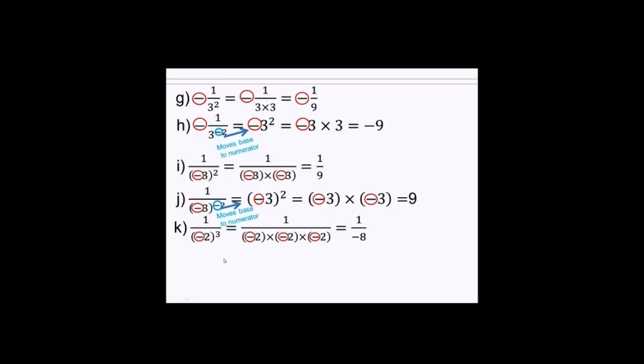If not, always go back to the class and ask your teacher. Here's the last example where you're going to end up with -2 as your base, but you also have a -3 as an exponent. So -3 exponent gives you the -2 base moving to the numerator, and now you have 3 copies of -2, which will give you -8.